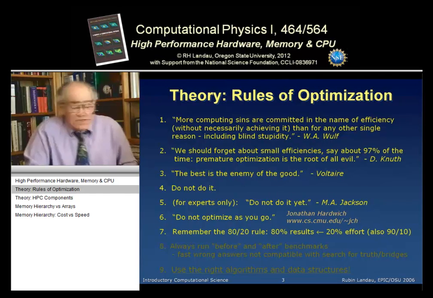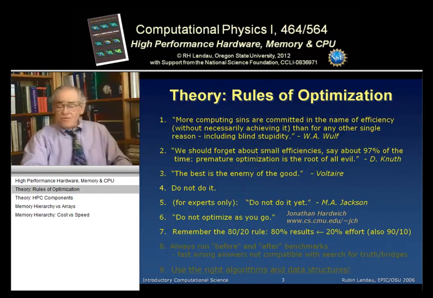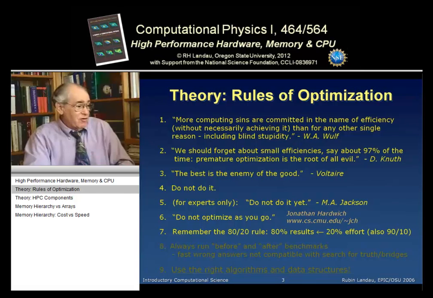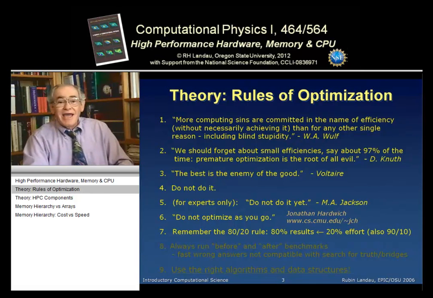The next rule, number 7, which is probably one of my favorites because it seems to apply to everything, but is very true here, is remember the 80-20 rule. This is also known as the 90-10 rule. And it says you can get about 80% of the results usually with about 20% of the effort. So if you can write the program well, tune it up a little bit, you get very good results. Trying to get even better results takes a huge effort with very little return.